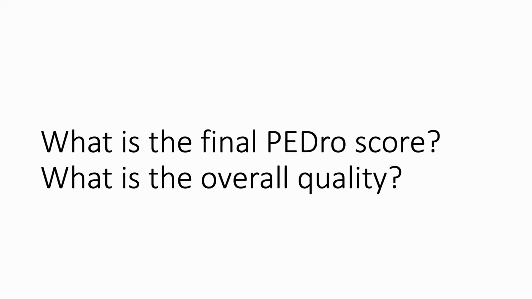So what is the final PEDro score? What is the overall study quality? So you're going to take all of your yeses for items 2 through 11 and add those up, count those up. And so you should get a score out of 10. And based on where that falls from 1 to 10, you can get an idea of the overall quality.